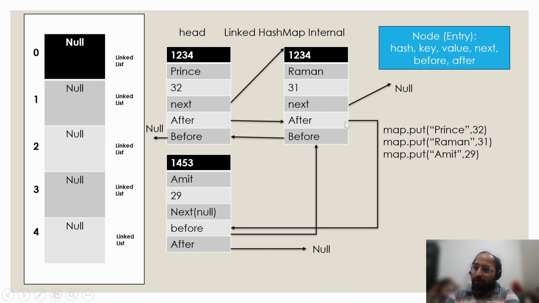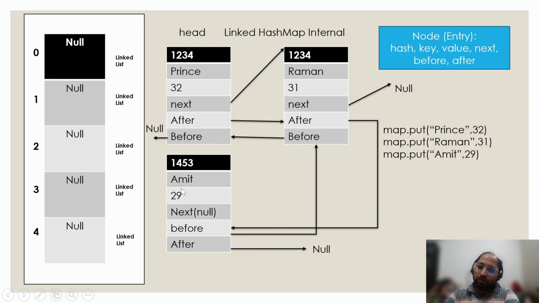Along with that there is a next pointer, which is similar to hash map. It is still pointing to null. If for example there is a third entry tomorrow having the same hash code, then again the third entry will be added here. Now let us say because of Amit comma 29, a different hash code is generated, right? Now this will be added to, let us say, index 2.